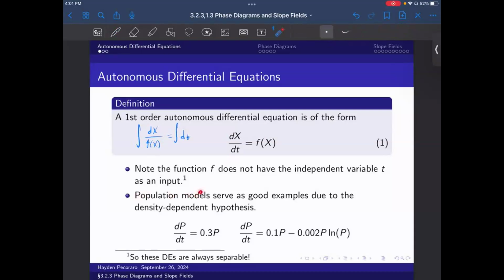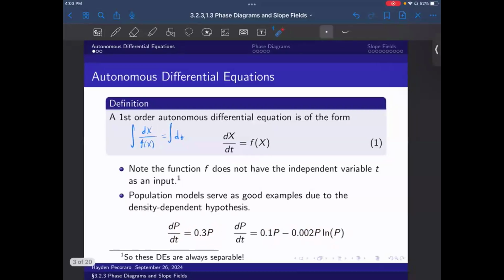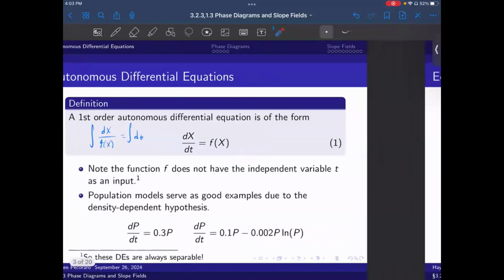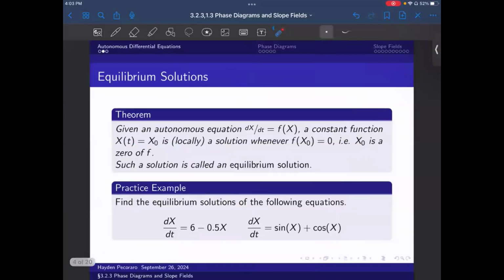As an example, population models are usually autonomous because of the hypothesis that we had, that the rate of change of the population only depends on the current size of the population, maybe with some two-party interactions. But there's no t over there, no time dependence of the derivative. So these are always separable and so on.